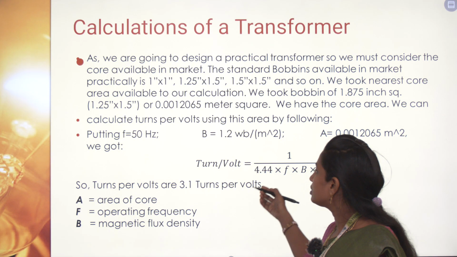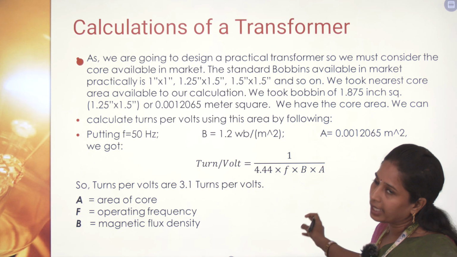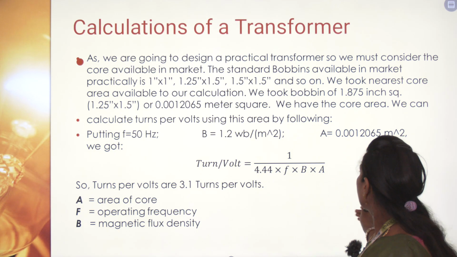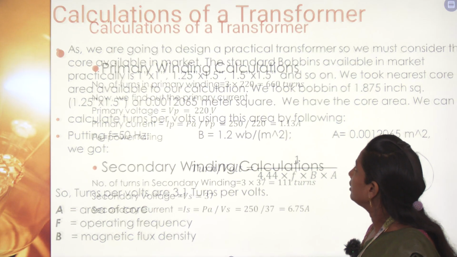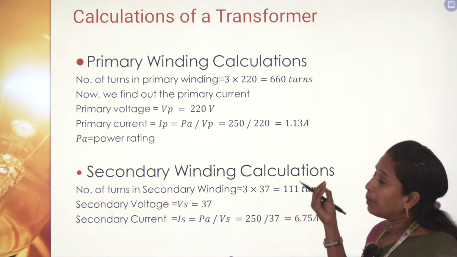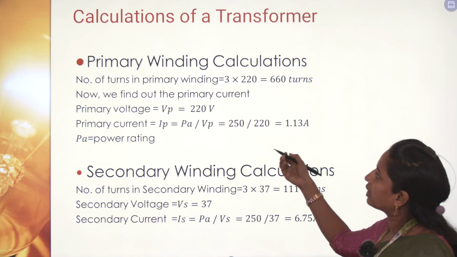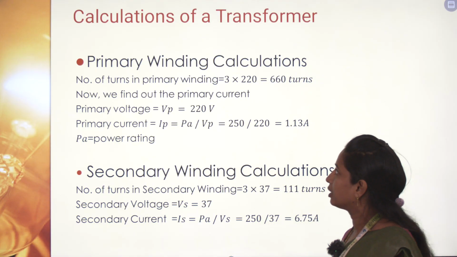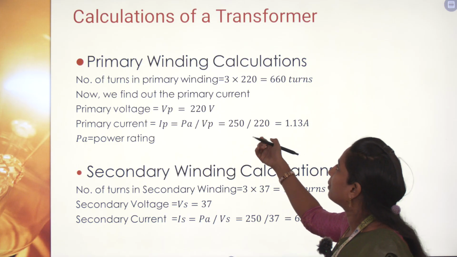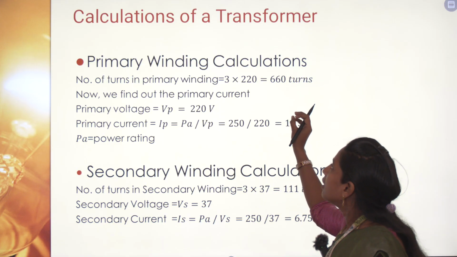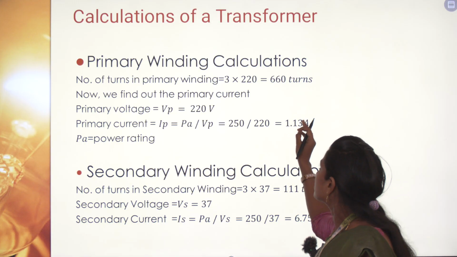So we have to substitute this, then we will get the value. This is the value for calculating the ratings. And this is the primary winding calculation and the secondary winding calculation. Whenever we calculate the primary winding, first the number of turns in the primary winding is 3 into 220 turns, so 3 into 220 is equal to 660 turns.